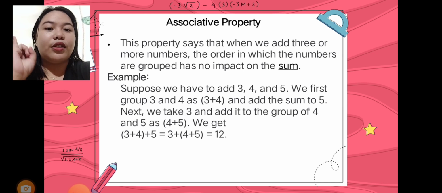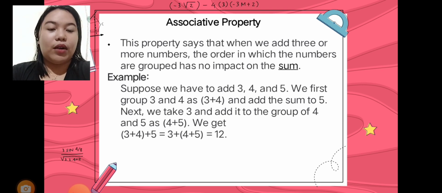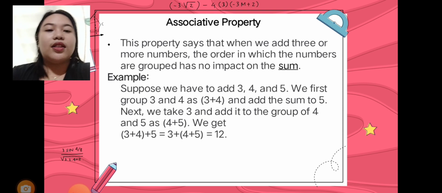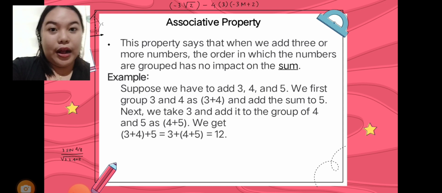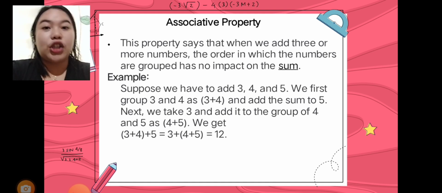So again, we first group 3 plus 4, then add the sum to 5, which is equal to 12. Then we add 3 to the group of 4 plus 5, which is equal to 12 also. So, if we add 3 plus 4 plus 5, it is still 12 either way. So, that is the rule in associative property. It is also said that even if you reverse the order of the 3 numbers or 3 values, the result is still the same. It does not affect the result.